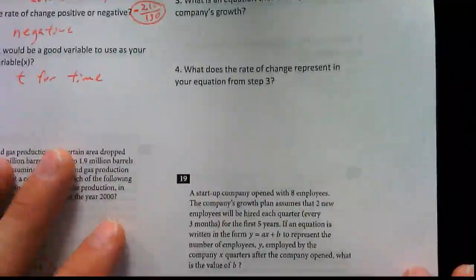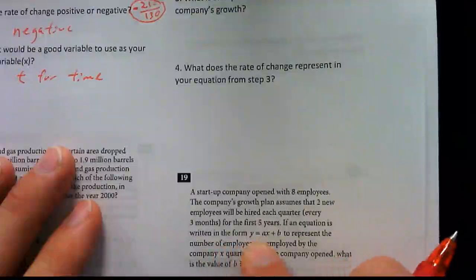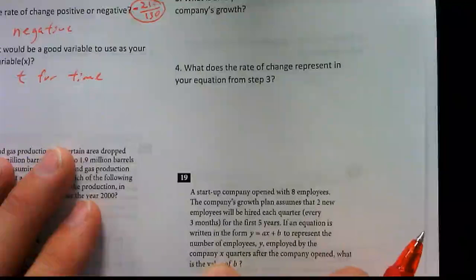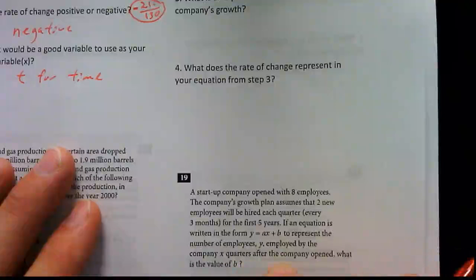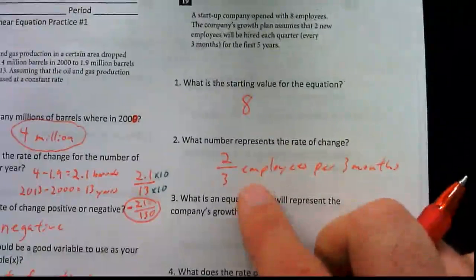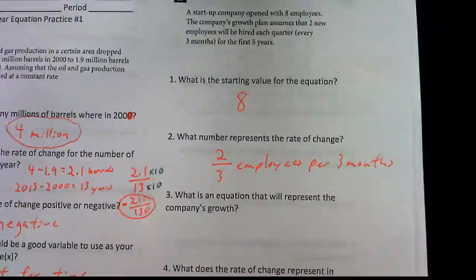Now, I'm going to go ahead and take a peek down here as well and see what the final question is, because I haven't asked the final question yet. But it says, if an equation is written in the form y equals ax plus b to represent the number of employees y employed by the company x quarters after the company opened, what is the value of b? So, there's a lot of information there. But they're actually saying that they want this based on the number of quarters. Well, 3 months is a quarter of the year. So the rate of change that we currently have can stay just like that. We don't have to do anything else with that.